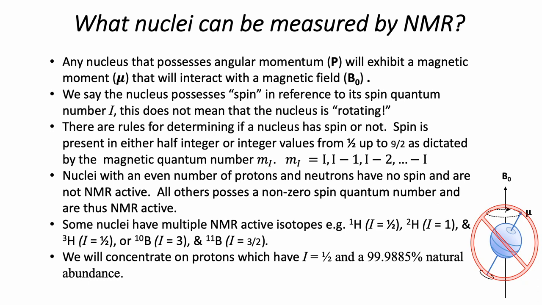carbon, and carbon has 6 protons and 6 neutrons for carbon-12, and so it's NMR inactive. Luckily for us, though, carbon has an isotope that's 1.1% naturally abundant, which is C13, and we can look at that. And we take a hit on sensitivity, but we can still get an NMR spectrum of that, so that's good. Some nuclei have multiple NMR active isotopes.